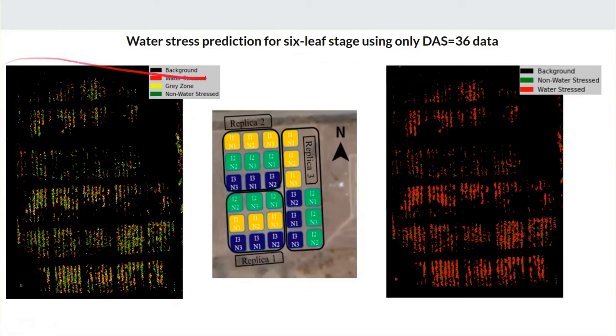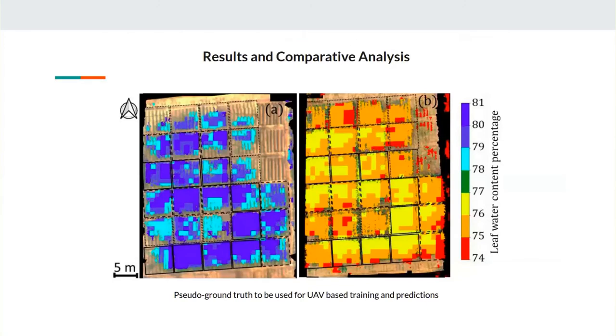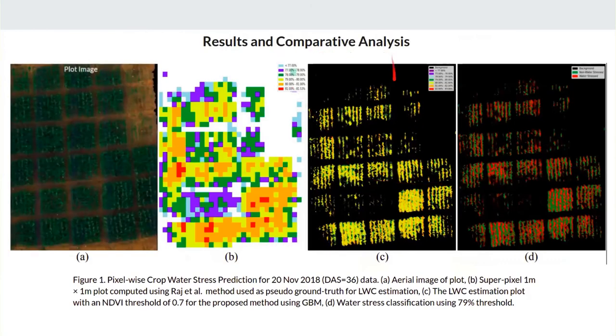And once we identify the leaf water content, we just use a simple threshold of 79% for days after sowing 36 as the critical date to identify the status of the crop on day 36. So any crop that is greater than 79% would not be water stressed, whereas anything less than 79% would be water stressed. So this is our result and comparative analysis.